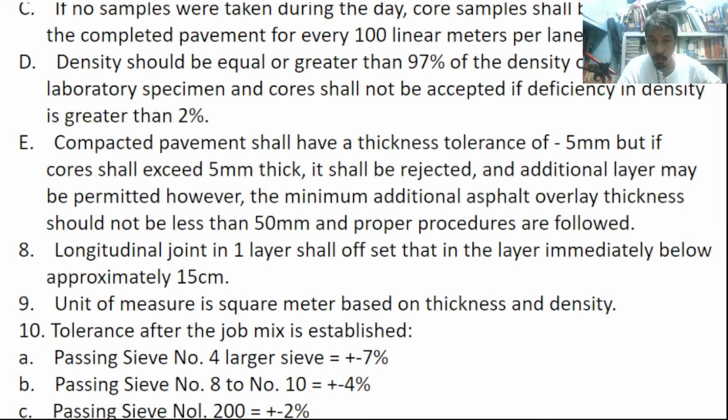Then tolerance after job mix is established, but we need to understand passing sieve number 4, 7%. Passing sieve number 8 to number 10, 4%. Passing sieve number 200. So this is number, not null. This is number 200, 2%. Okay? So these are the percent passing. Percent passing as we are discussing then on geotechnical. Temperature of mixture plus minus 10 degrees Celsius. Tolerance. Okay?